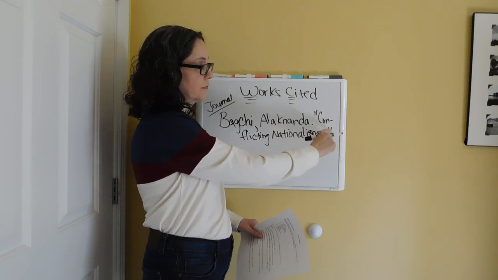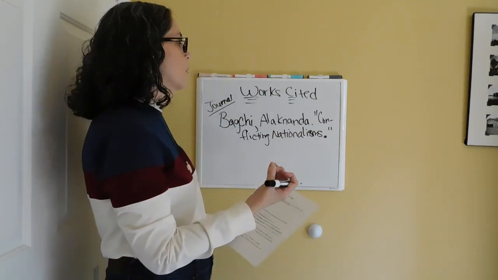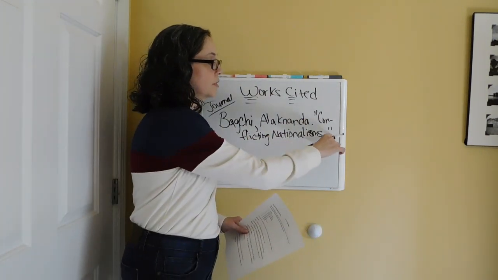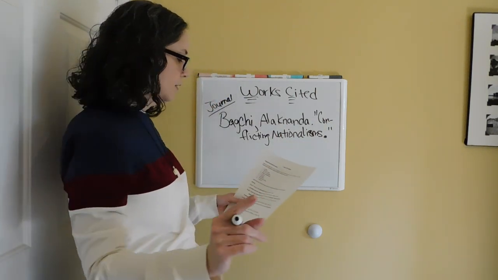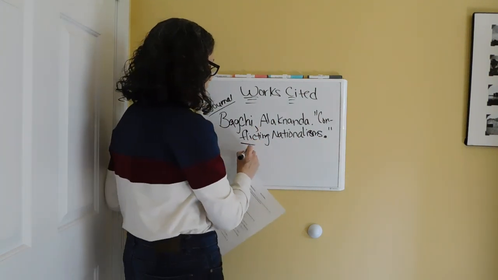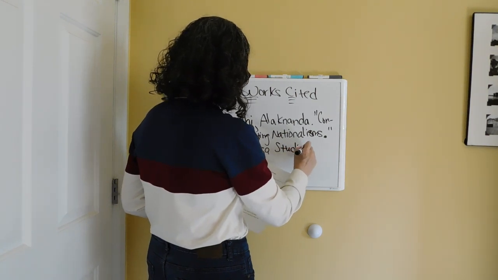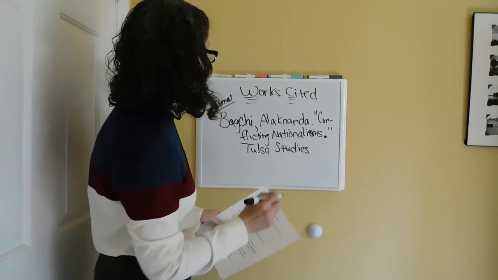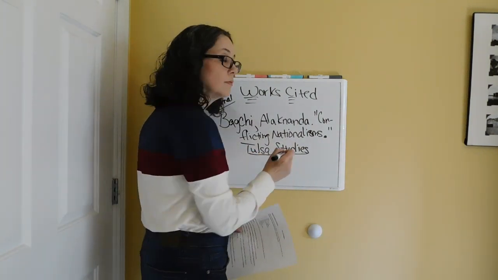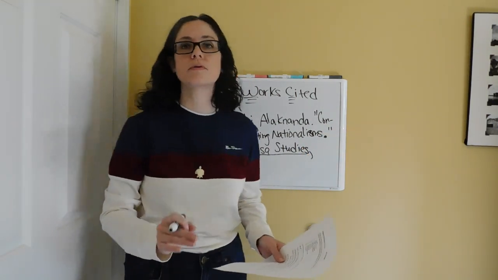Please note punctuation. All articles, whether they're journal articles, newspaper articles, or magazine articles, have quotation marks around them, and the period goes inside of the quotation mark. Alright, then comes the name of the journal. I'm going to shorten this title to Tulsa Studies. It's Tulsa Studies in Women's Literature. It is italicized because it is the name of a journal, and therefore the name of a container, after which you need a comma. Journals have volume and issue numbers that you need to keep track of.